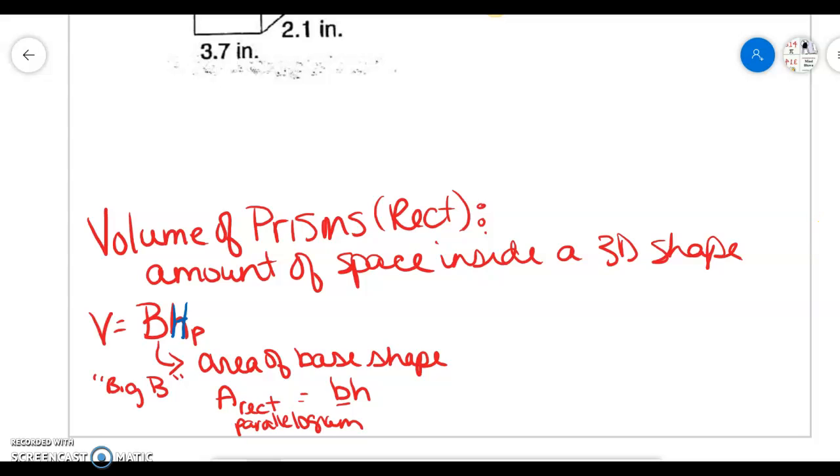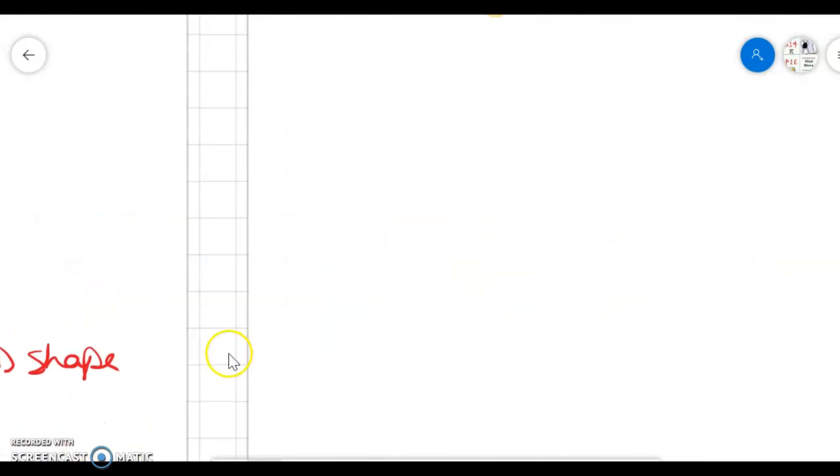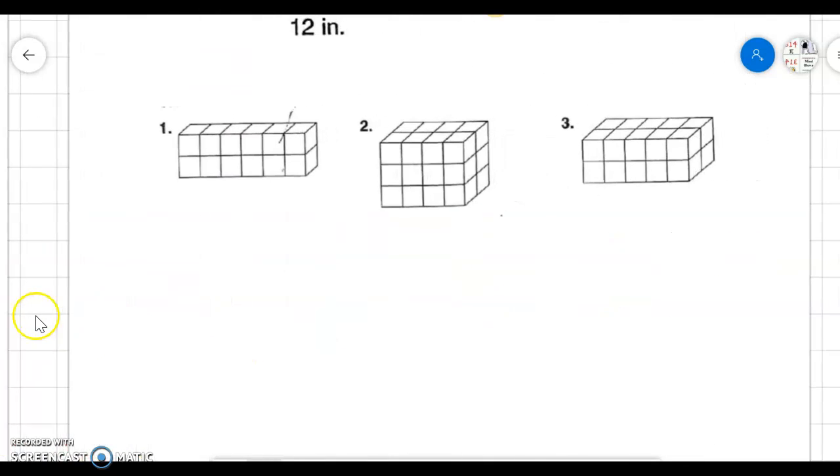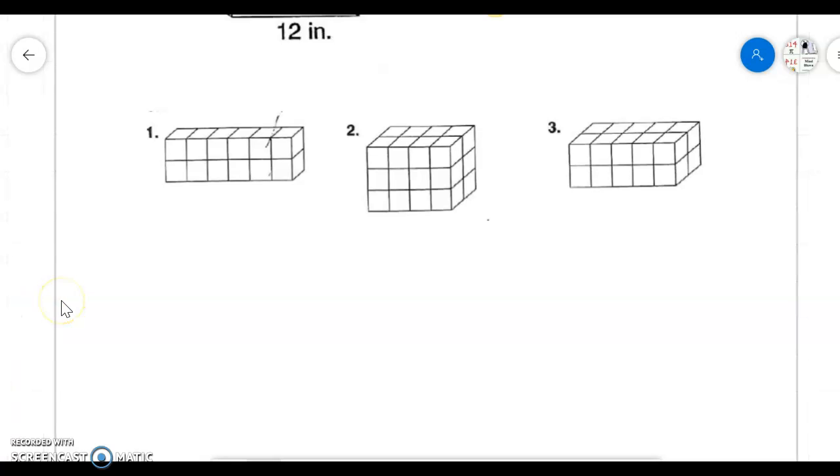And then let me go to these examples first. You can draw these examples if you like. It is entirely up to you. I do want you to be in the habit of highlighting that base shape so that when we are looking at big B, we can go through and we can label that.